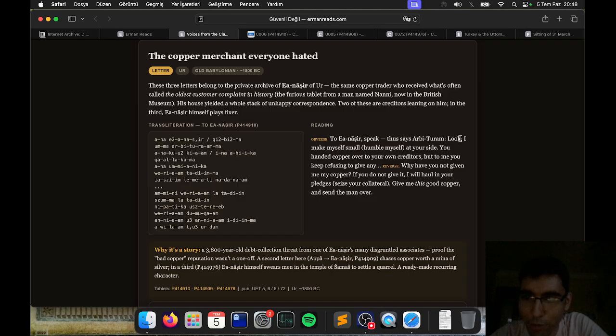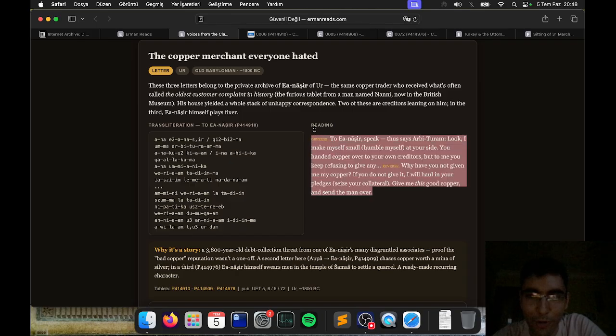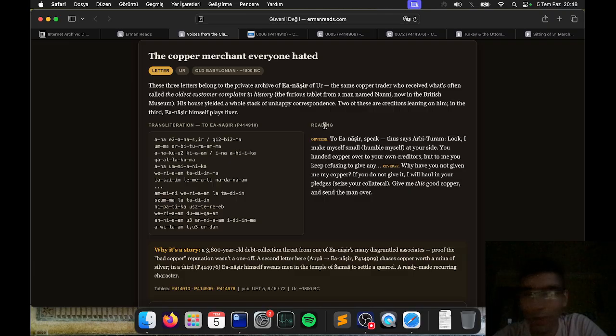Thus says Arbitrum: "Look, I make myself small at your side. You handed copper over to your own creditors, but to me you keep refusing to give any. Why have you not given me my copper? If you do not give it, I will haul in your pledges. Seize your collateral, give me this good copper, and send the man over." So this can be the first customer complaint in history.